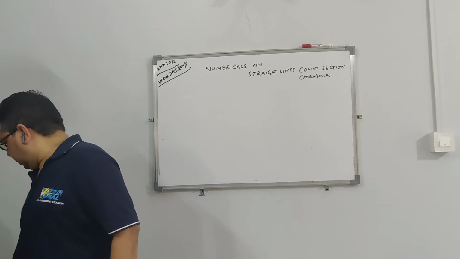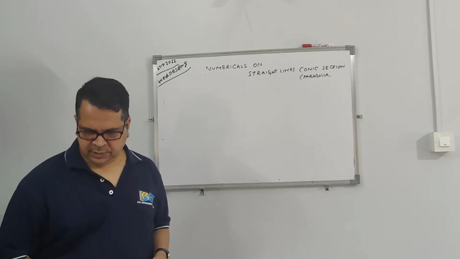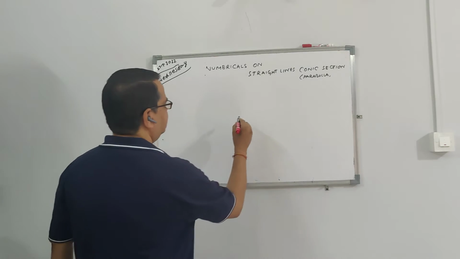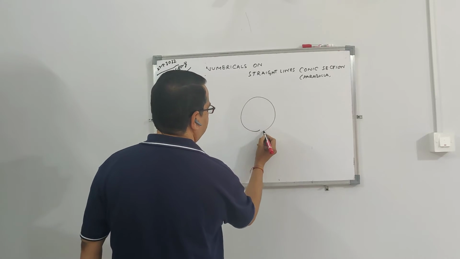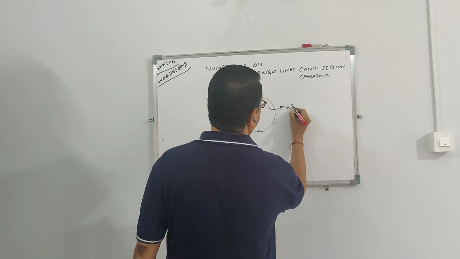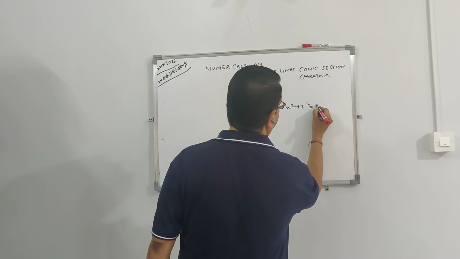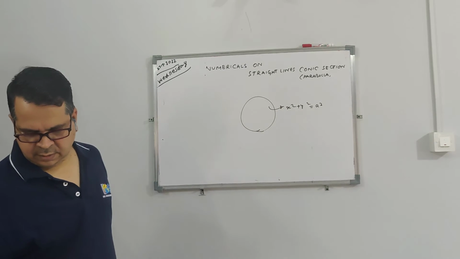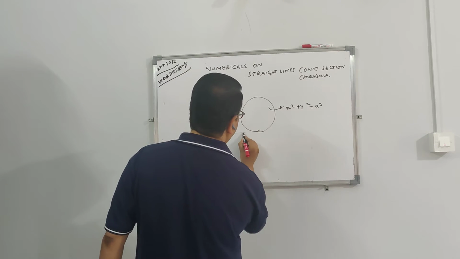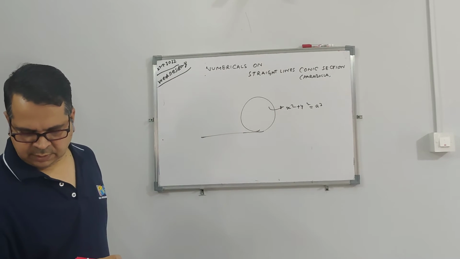These are not in your NCERT, but it is there in your JEE. So suppose you want to find the length of a tangent. So you have a circle, okay? So you have a circle whose equation is x square plus y square is equal to a square, okay? And let us say you have a tangent, to find the length of the tangent, okay?